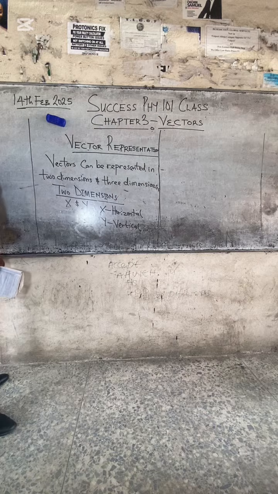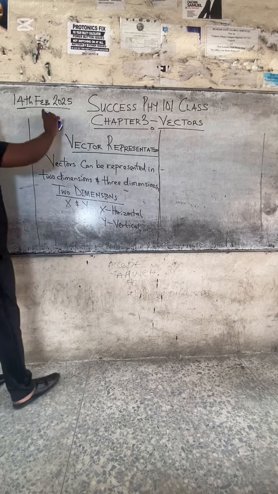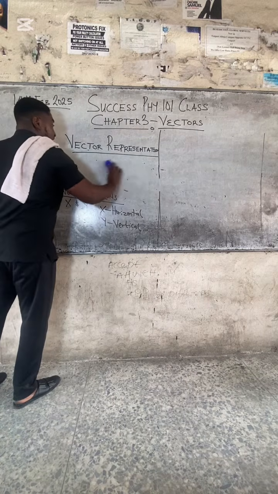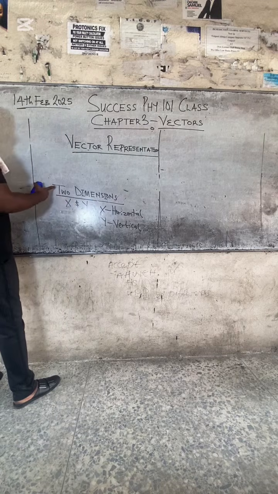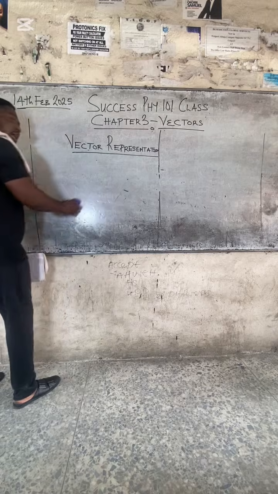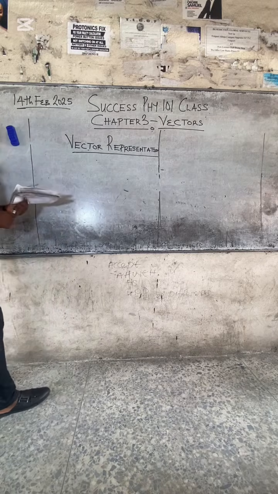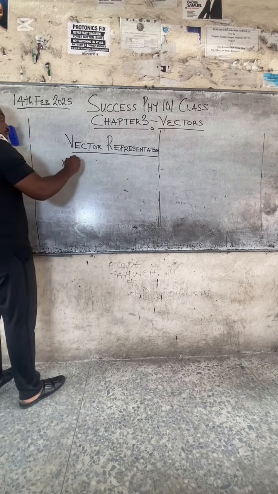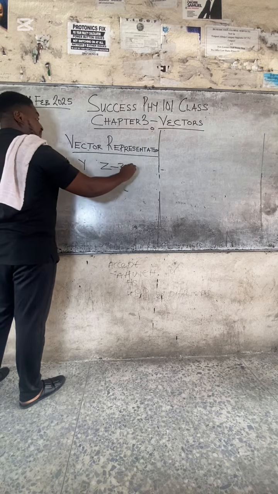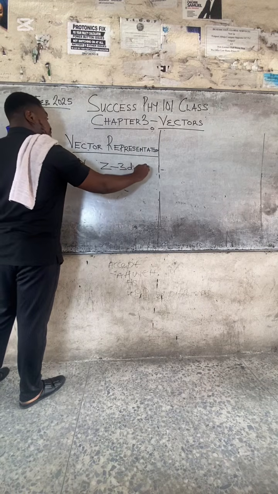So in 2 dimensions, we have x and y. In 3 dimensions, we have x, y, and z. Class, in 3 dimensions, we have what? X, y, and z. We just talked about 2 dimensions. Now, in 3 dimensions, we have x, y, and z.